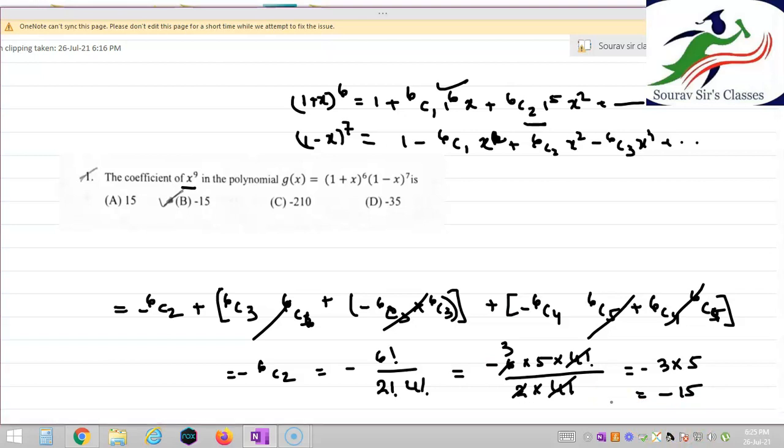So you can see that minus 15 is our option B. So option B is our correct option. So the option of the first question is B. So we have solved the first question. Now let us solve the second question.